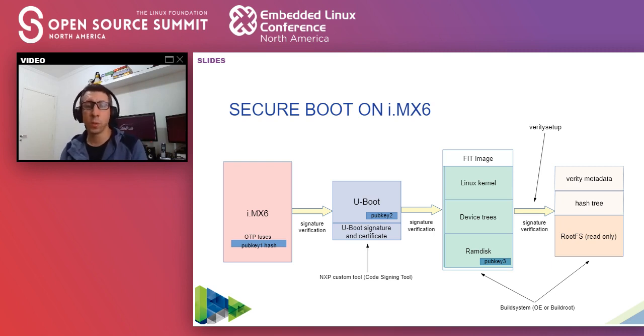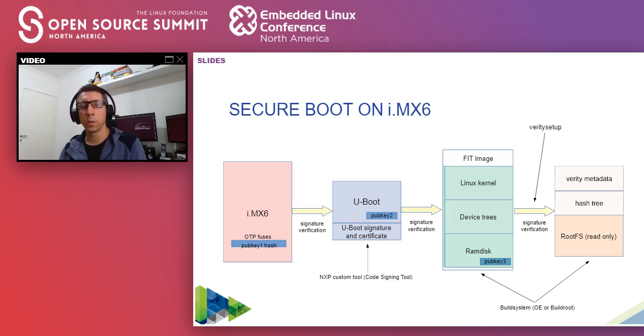Then we're going to have to store public keys inside the SoC. Actually, we don't store the public keys inside the SoC, we just store the hash of the public key. And then when the bootloader inside the SoC, the ROM code, loads the bootloader to memory, it is also going to load the certificate and the signature. Inside the certificate, we're going to have the public key. So it's going to take the public key, calculate the hash, and match it with the hash that it has inside the SoC, to validate the public key. With that public key, it's going to check the signature of the bootloader.